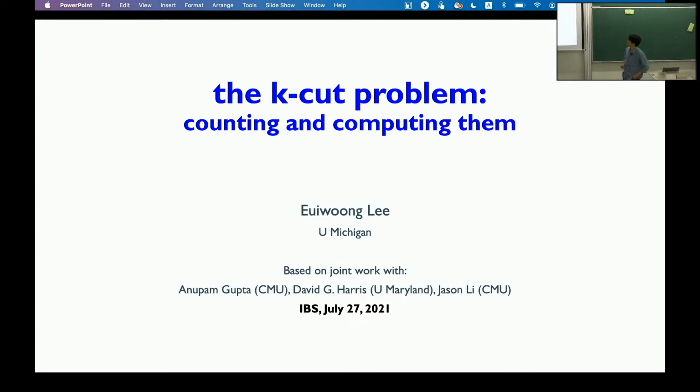So yeah, today, as Sangil said, I'm going to talk about the K-cut problem. Actually, I thought about it, and it's my third time giving a talk on K-cut in this Discrete group. So I've thought about this problem for quite a while. But I can promise that it's going to be almost my last talk on this topic, and it's almost the final result.